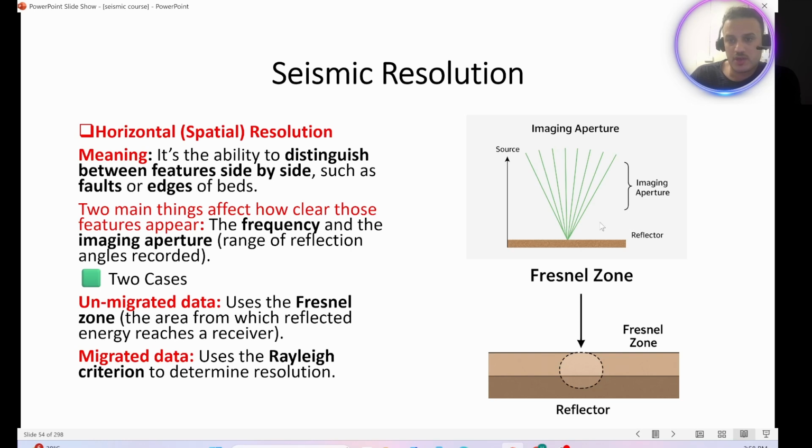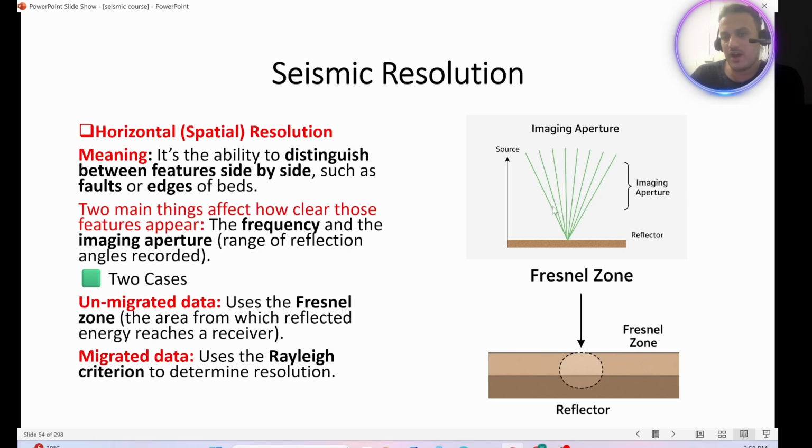So imaging aperture: when we send the seismic wave and it hits the reflectors, the surface where the wave is reflected, and comes back to the surface where the receiver is. So we have bunches of reflections, not one single point, we have multiple reflections. And these reflectors have angles, so the collection of all these reflections is called the imaging aperture. So these are the two factors.